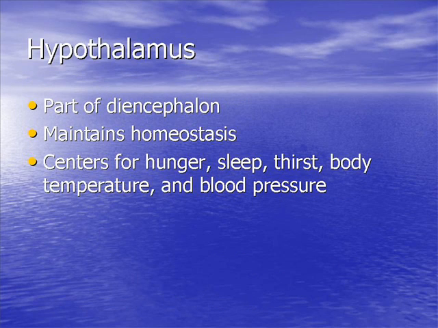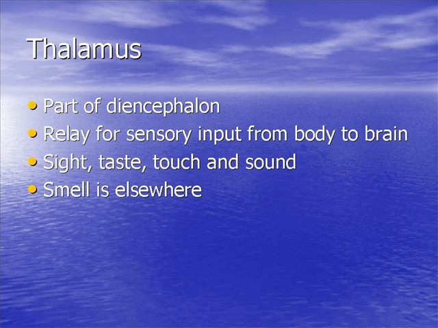Now the next part of your brain is the hypothalamus. As I said before, this is a part of the diencephalon along with the thalamus. So it's kind of easy to remember. The hypothalamus and the thalamus both belong to this structure called the diencephalon. Your hypothalamus is responsible for maintaining homeostasis, so keeping your body in that state of balance. Also in your hypothalamus, you're going to find the centers for things like hunger, sleep, thirst, body temperature, and blood pressure.